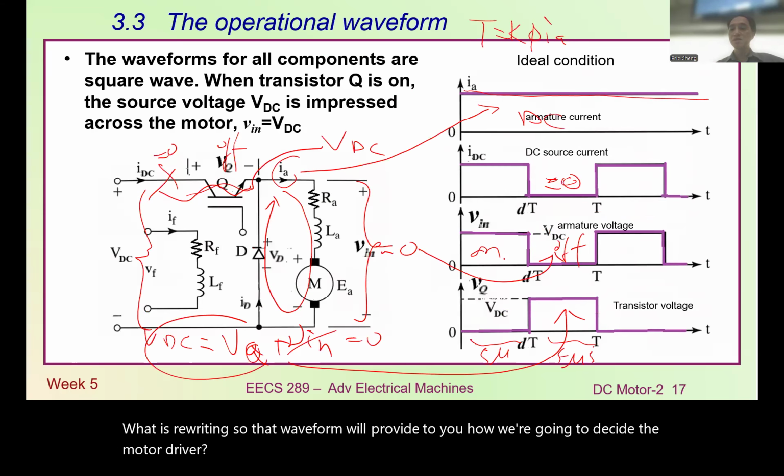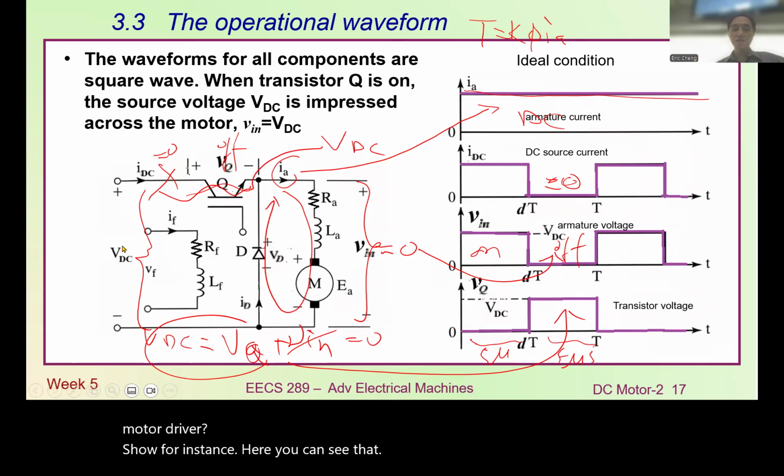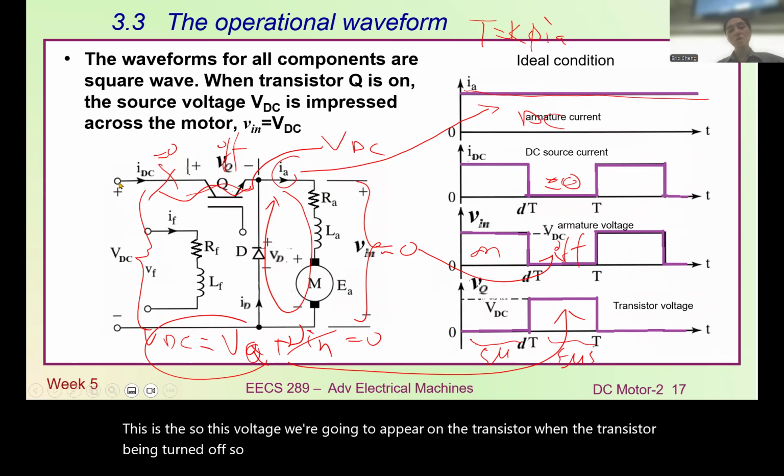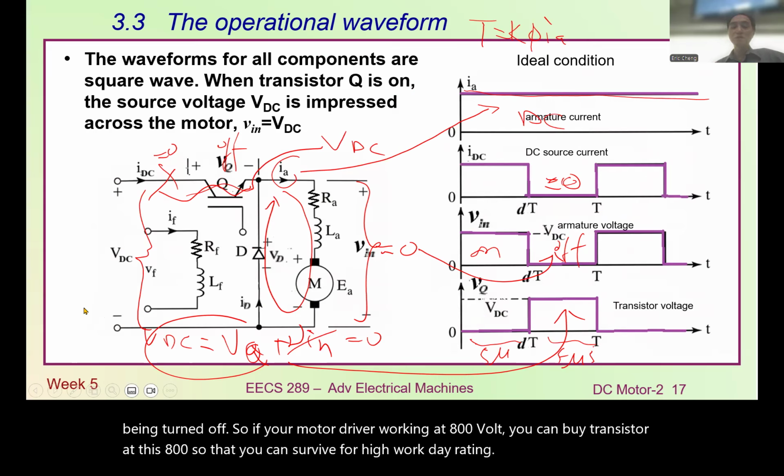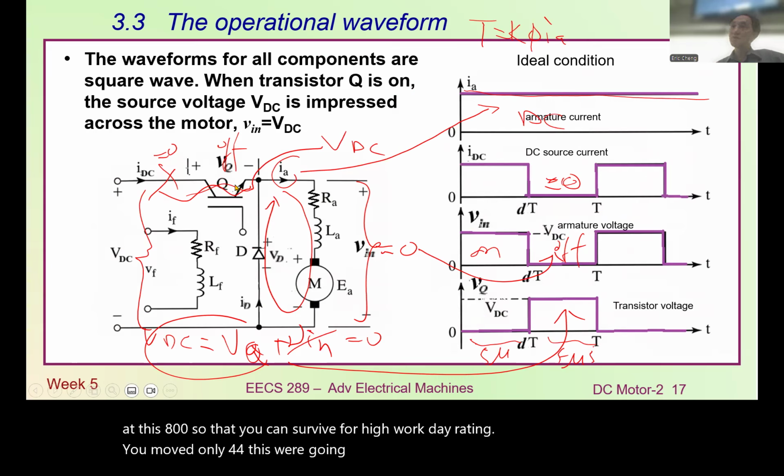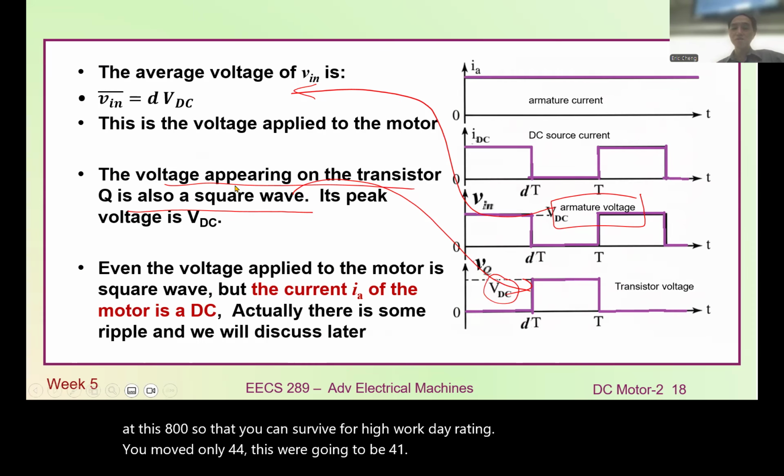For instance, in here you can see this voltage will appear on the transistor when the transistor is turned off. So if your motor driver works at 800 volts, you need to buy a transistor of at least 800 volts so that it can survive the high voltage. If your motor is only 40 volts, this will be 40 volts. So that's the thing you need to be careful about.